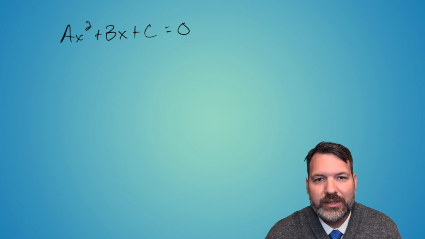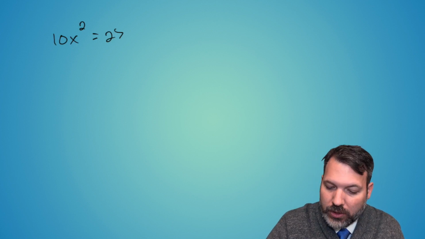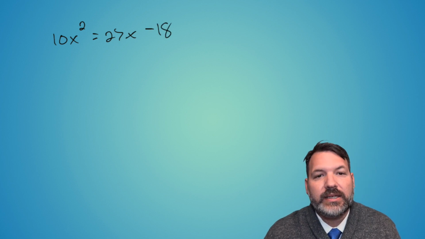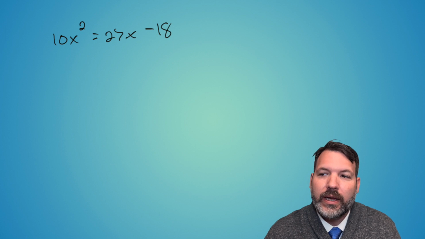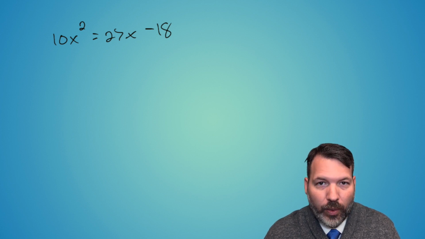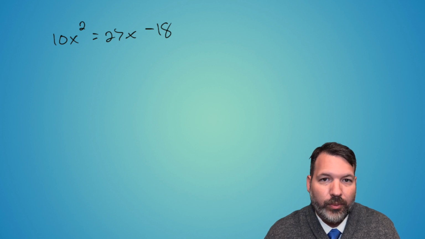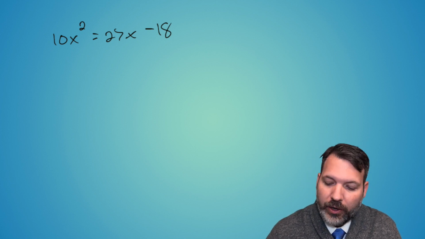But in symbols, that sounds a little bit abstract. Let's go ahead and take a look at an actual example. Let's say that we have 10x squared equals 27x minus 18. The first thing to recognize here is we don't have a 0 anywhere. And again, one of the main things we're trying to accomplish with these trinomials when they're in an equation is make sure we have a 0 somewhere. Fortunately, in this case, it's not terribly hard to get a 0.